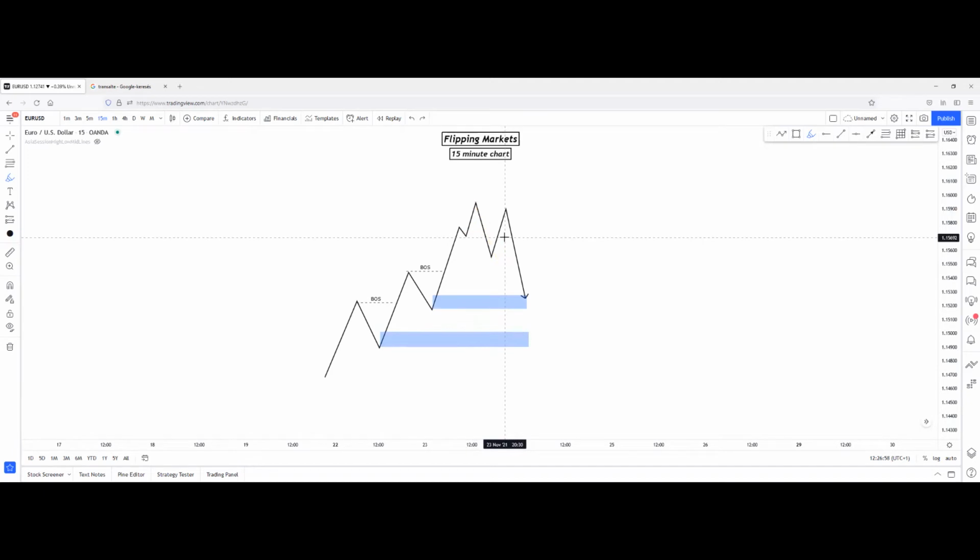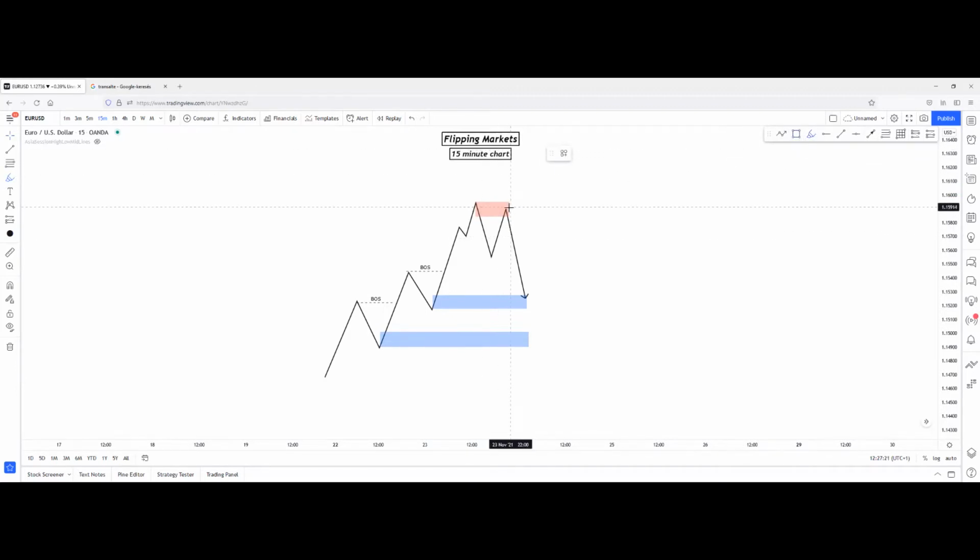So after a change of character, price will automatically create a zone, either a supply or demand zone. But we'll talk about change of character in the entry units. So after a change of character, price created a supply zone because it changed character to the downside. This means supply is in control now. I will just draw a supply zone right here.